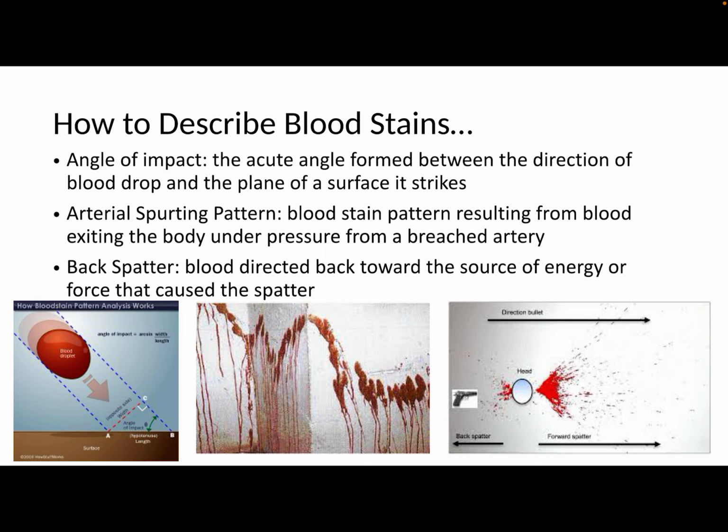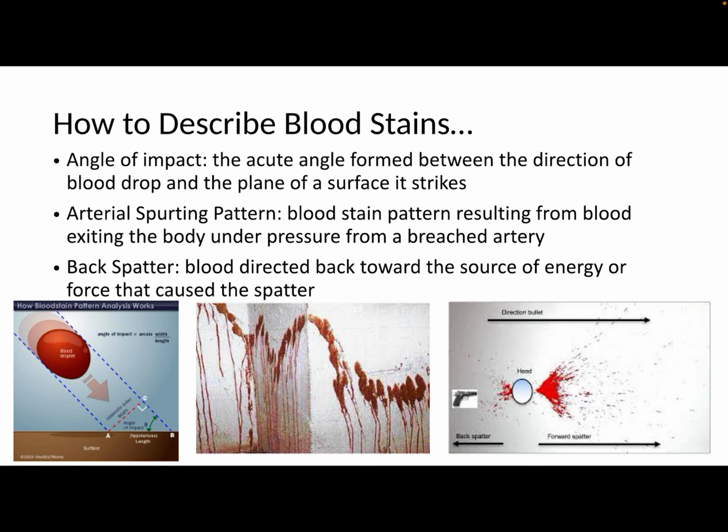But when looking at describing blood stains, one thing that we're going to look for, and we're going to calculate this in a little bit, is we can look for the angle of impact. This is an acute angle, so it's less than 90 degrees. So it's the acute angle formed between the direction of the blood drop and the plane of the surface it strikes. So you can see this in the picture in the bottom left, that there's a blood droplet traveling, and we're measuring the angle at which it hits the floor or that surface. We also can encounter arterial spurting patterns.